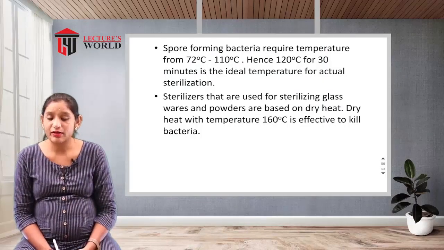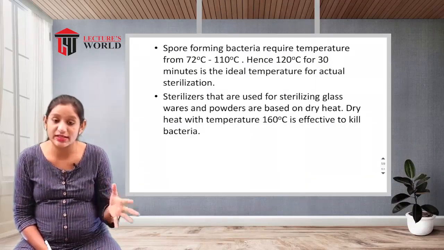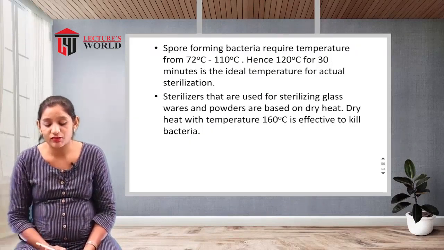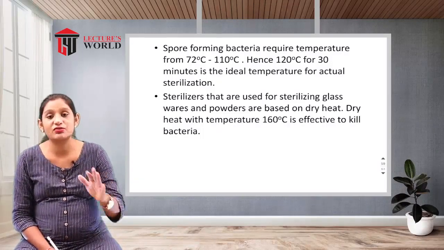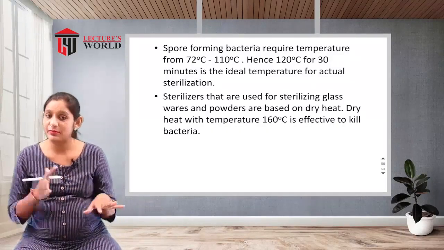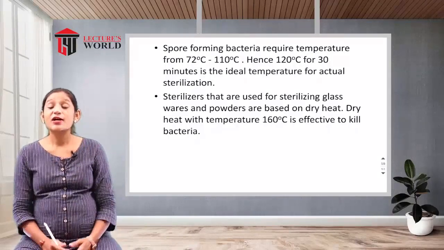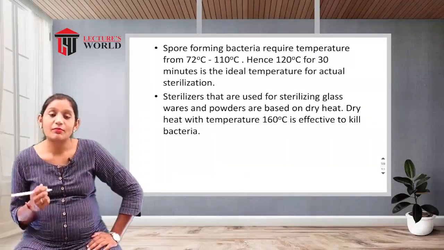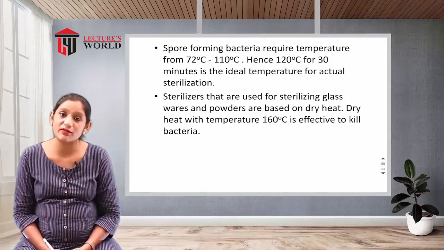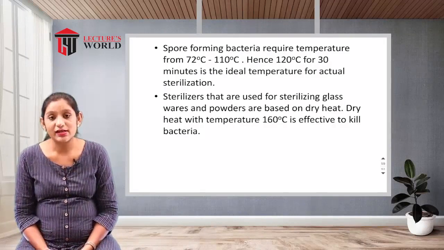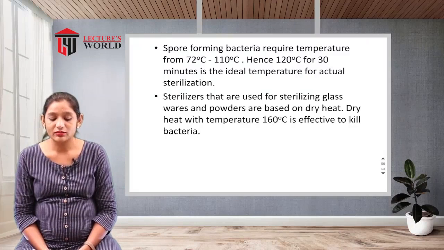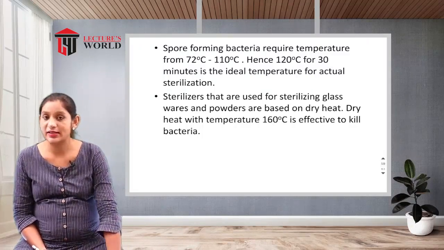The spore forming bacteria require a temperature from 72 degrees centigrade to 110 degrees centigrade. Hence, 120 degrees centigrade for 30 minutes is the ideal temperature for the actual sterilization of the spore forming bacteria, because spore forming bacteria are always killed at 121 degrees centigrade.